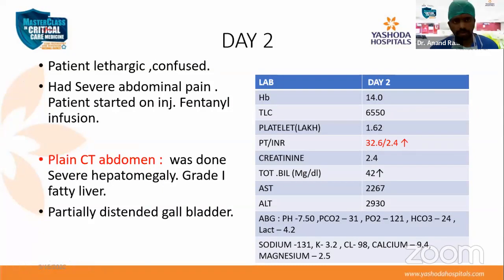On day 2, the patient became lethargic and confused. He had severe abdominal pain and was started on a fentanyl infusion. TLC increased a little from 5,000 to 6,000, INR was 2.4, creatinine almost the same, and bilirubin increased from 39 to 42.